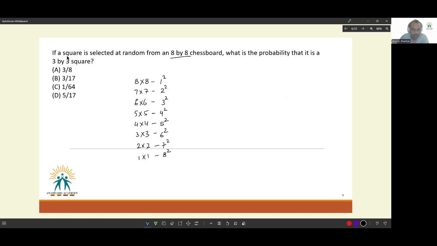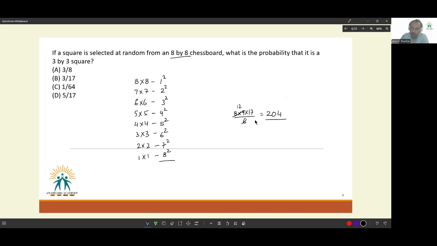So, a square is being selected at random from an 8 by 8 chessboard. These many squares are there. Summation of these is sum of first 8 natural numbers square. So that is given by 8 into 9 into 17 by 6, which is 204.